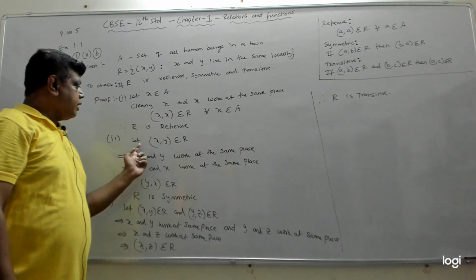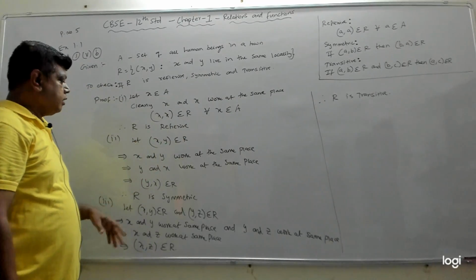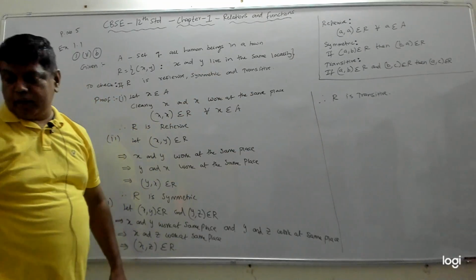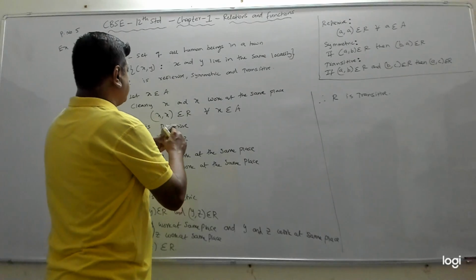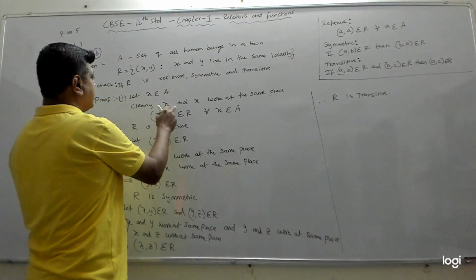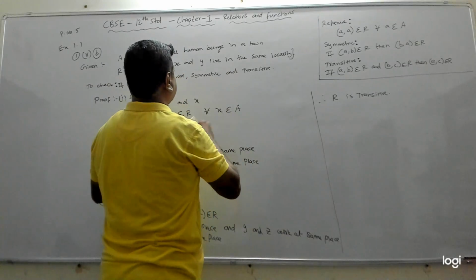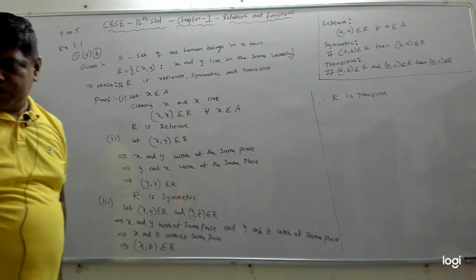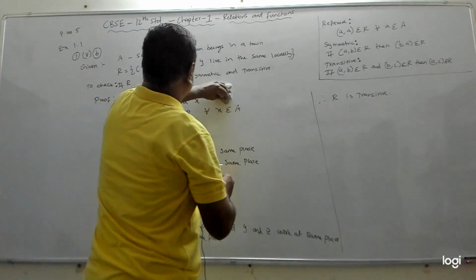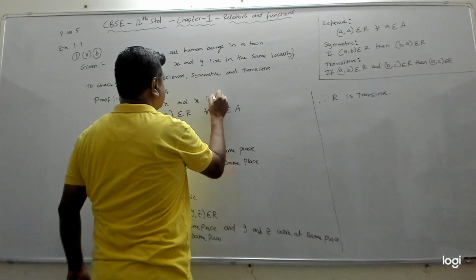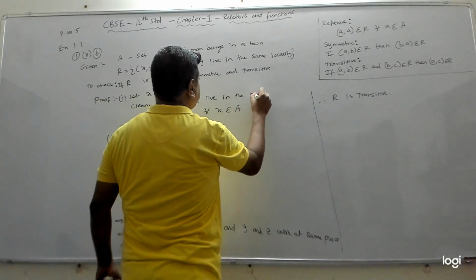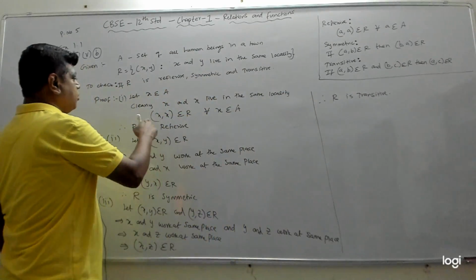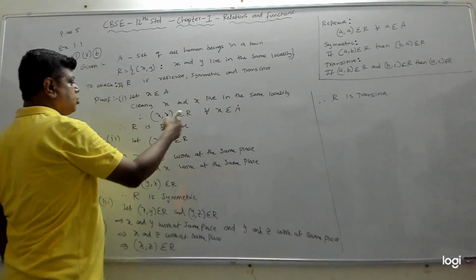Then let x comma y belong to R. This is for symmetric. Then x and y live in the same locality, right? So x belongs to A. Clearly x and x live in the same locality. So therefore x comma x belongs to R, therefore R is reflexive.